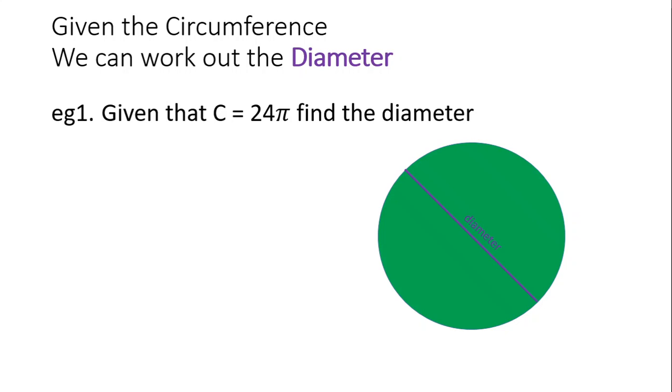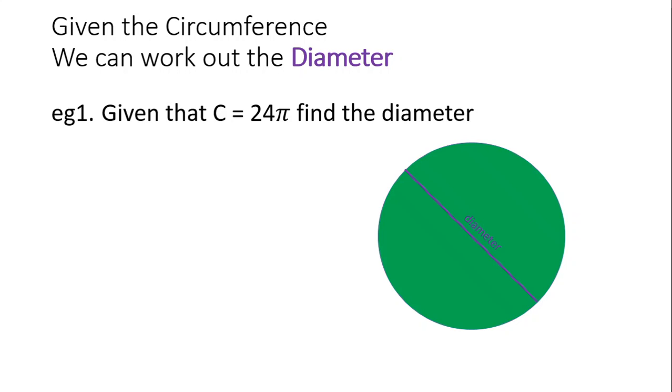If you're given the circumference of a circle, you can rearrange that equation or that formula to figure out what the diameter or what the radius is. In this example here, we're given the circumference is 24 pi. What a lot of people make the mistake of doing here is they say, oh, I already know the circumference, I don't need the circumference formula. But if you want to work out what the diameter is, you need some kind of algebraic equation that you can solve in order to find the diameter.